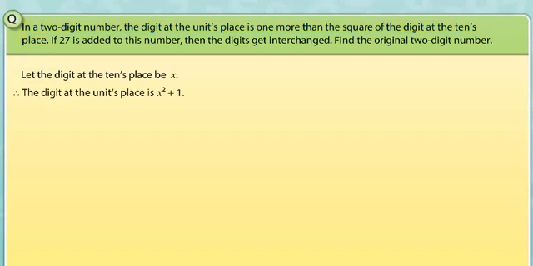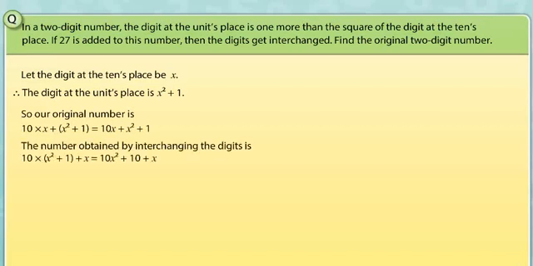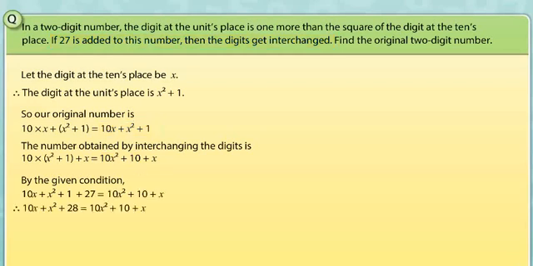We can thus write our number as 10 times the digit at the tens place plus the digit at the units place. So our number is 10x plus x squared plus 1. If the digits are interchanged, the new number will be given by 10 times x squared plus 1 plus x, that is 10x squared plus 10 plus x. Now, we are also given that when 27 is added to the original number, we get the new number with interchanged digits. So, we can say that the original number plus 27 is equal to the new number. This equation can be simplified to obtain a quadratic equation in x.